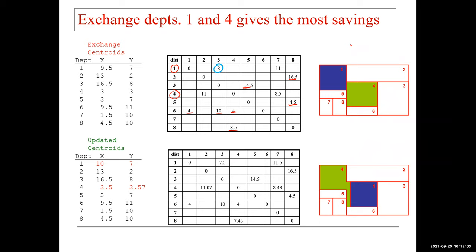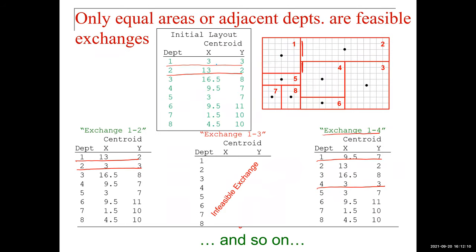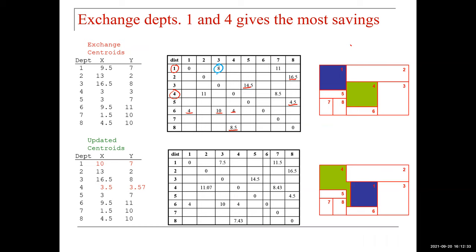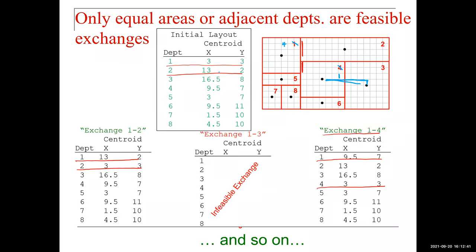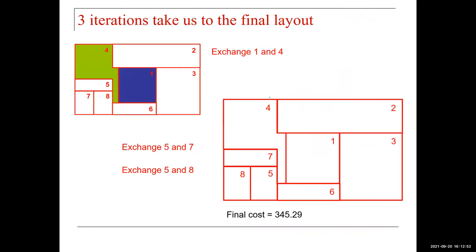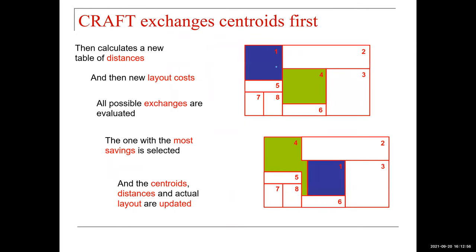But now the distance between 1 and 3 is different because 1 is now located in 4. So basically what we are saying is, since I'm making this 1 and I'm making this 4, the distance between 1 and 3 is now this distance. Actually, it's a rectilinear distance. Okay, so that new distance is 8. We go between 1 and 7. Now the new distance from 1 to 7 is 11.